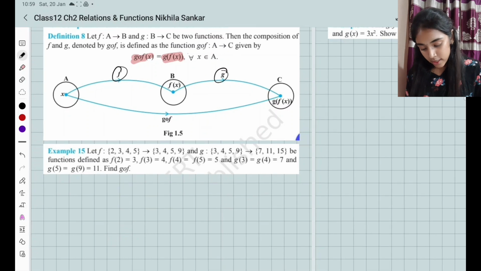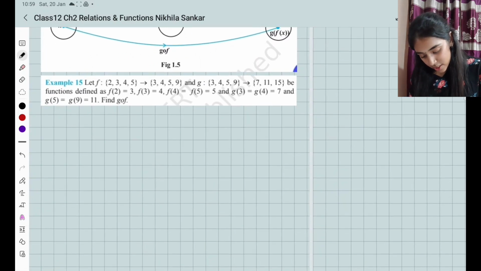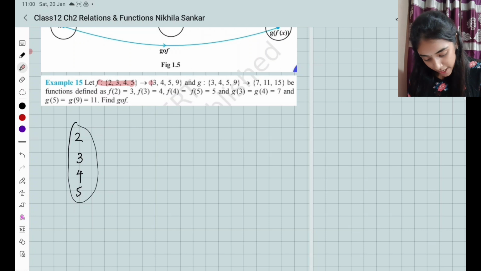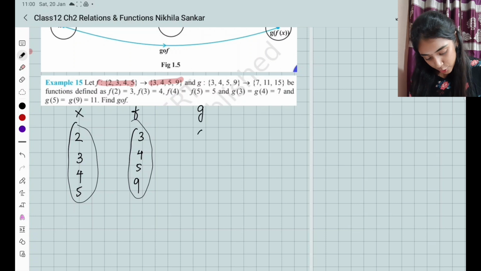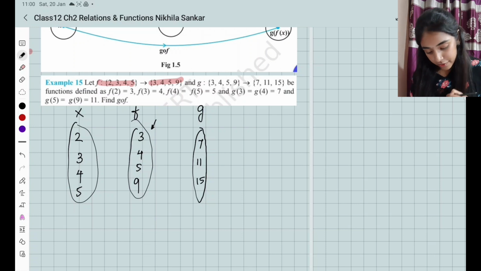You will understand. So let me map first. Here the f function is going to be 2, 3, 4, 5. Let me first draw that. You have 2, 3, 4, 5. Next, this is mapped to 3, 4, 5, 9. So this is x, this is f, and g is given to be mapped from 3, 4, 5, 9 to 7, 11 and 15. Let these be the functions. All of these are functions.